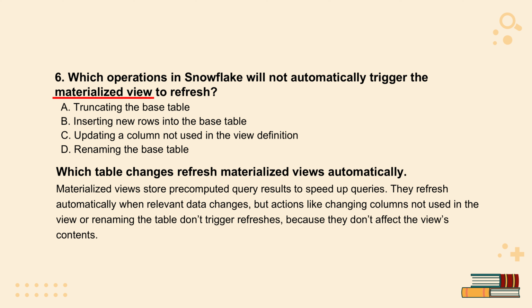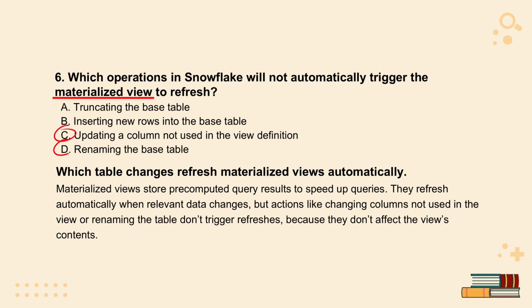Yeah, this is a really crucial point, and sometimes trips people up. It affects predictability and potentially data accuracy. The sources we looked at highlight two specific operations that will not automatically trigger a materialized view refresh. First, if you update data in a column of the base table, but that specific column isn't actually used in the materialized view's definition. Okay, so Snowflake doesn't see it as relevant to the view. Exactly. And second, if you simply rename the base table itself. Both of these actions either change metadata or affect data that's outside the scope of what the MV is tracking. So Snowflake doesn't automatically refresh it.